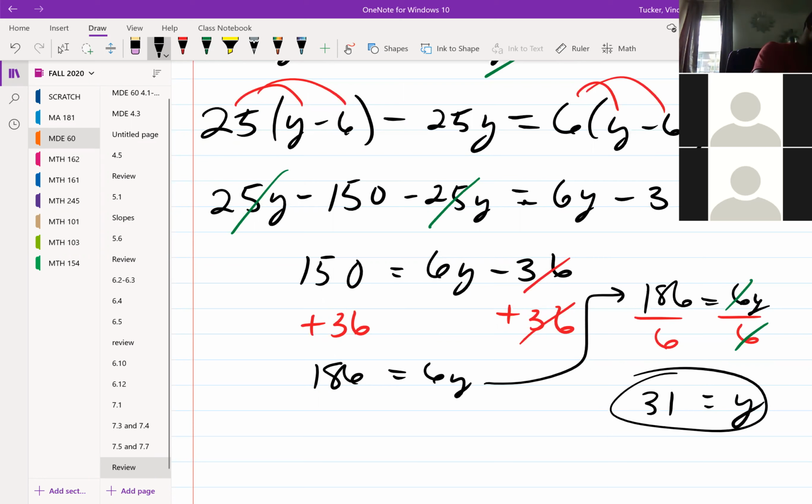This is way easier. Once you find your LCD, which is y and y minus 6, you don't use the other y. Then take that and multiply that to your numerators, and you solve your problem.